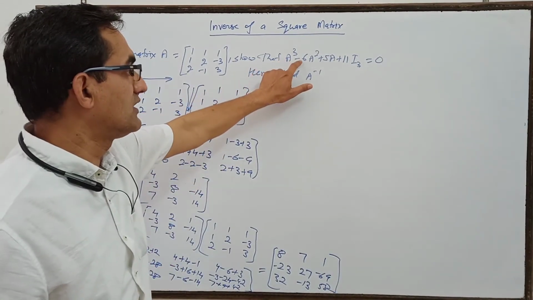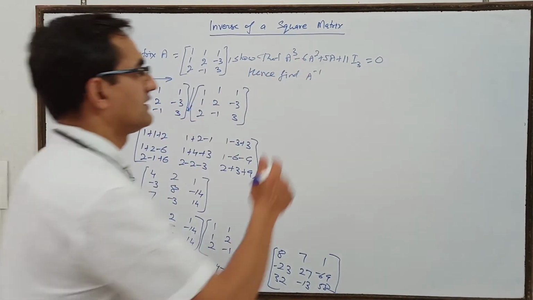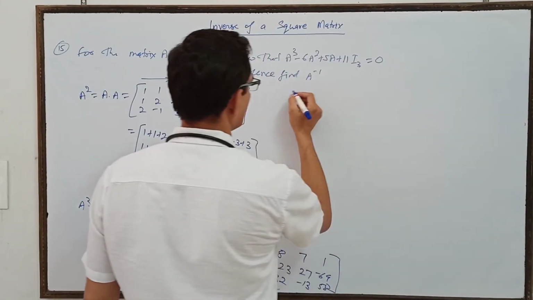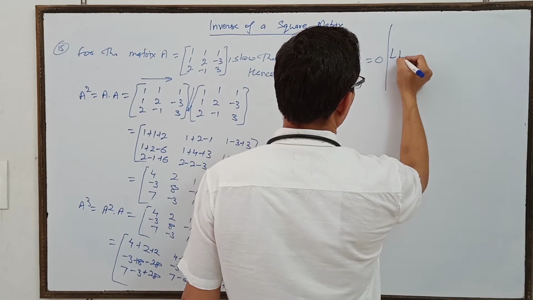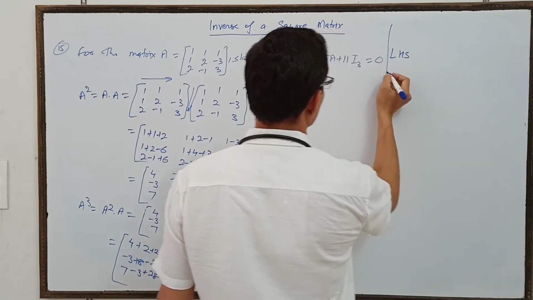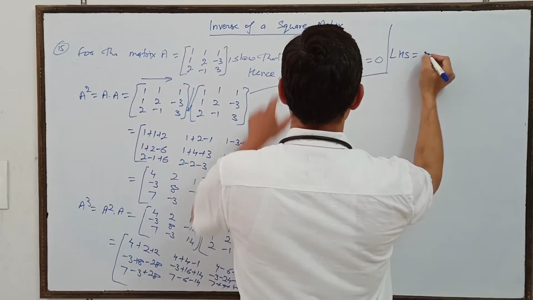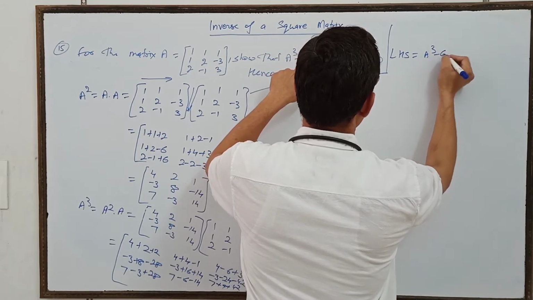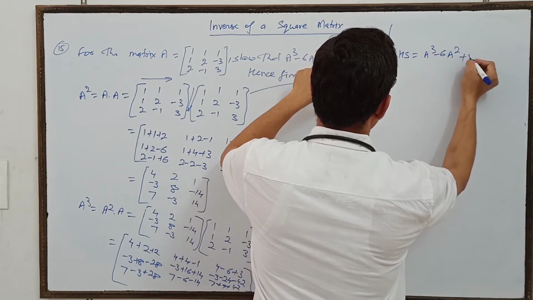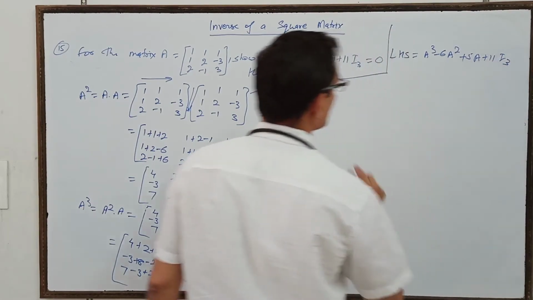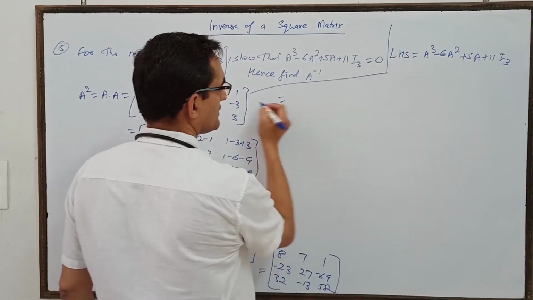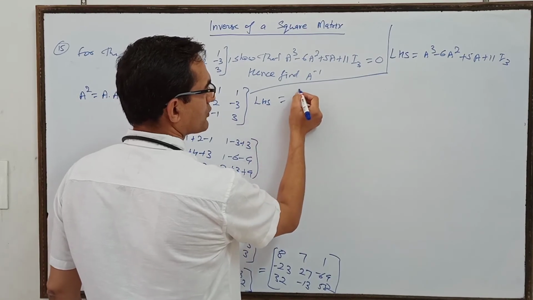Now let's come to the left hand side. So left hand side is equal to A cube minus 6A square plus 5A plus 11 into identity matrix of order 3. This is equal to left hand side. Now put the A cube.